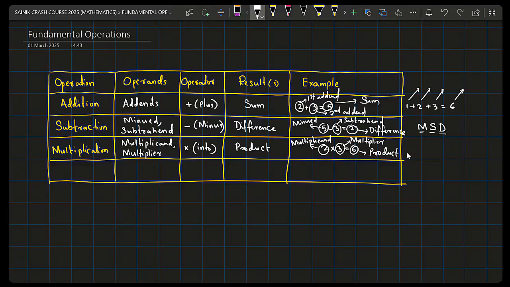More than two numbers also can be involved. For example, you have 2 into 3 into 4, that is equal to 2 3s are 6, 6 4s are 24. So here, this is multiplicand, this is first multiplier, and this is the second multiplier, and 24 is called the product.